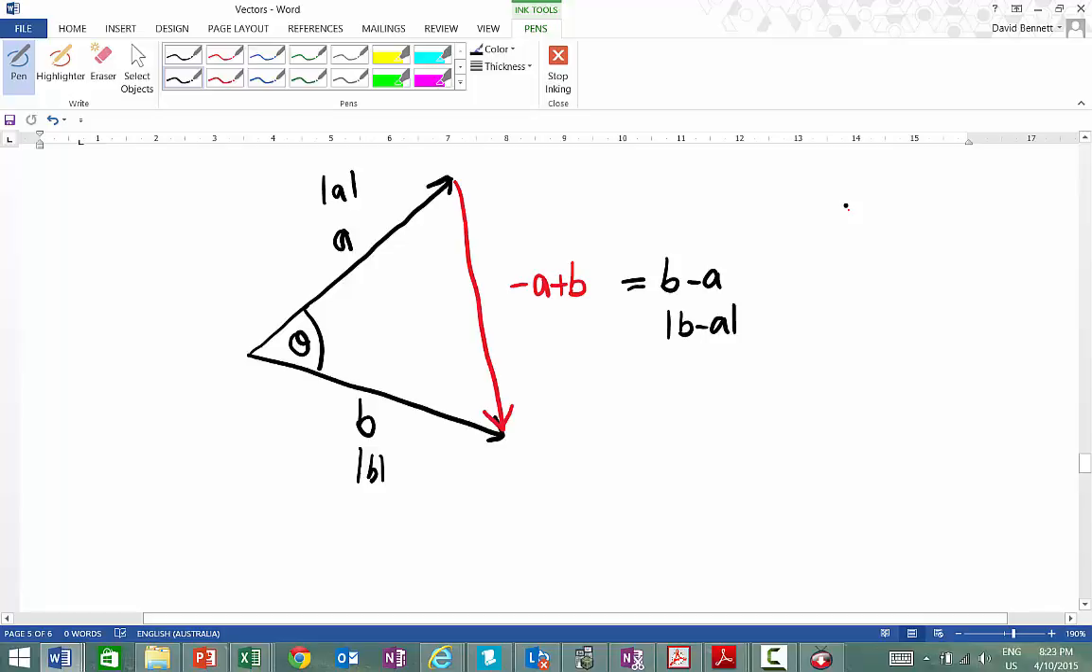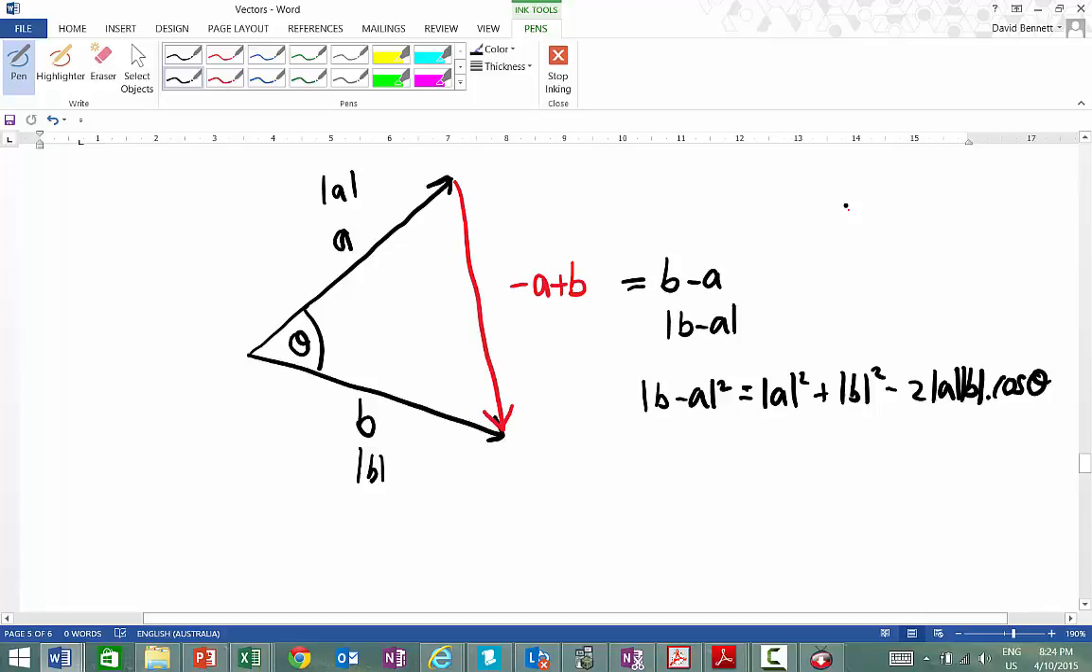Now if we use the cosine rule, we know that B take A squared is equal to A squared plus B squared take two lots of A, B cosine of the angle, isn't it? Alright, so that's what we do know in terms of the cosine rule.